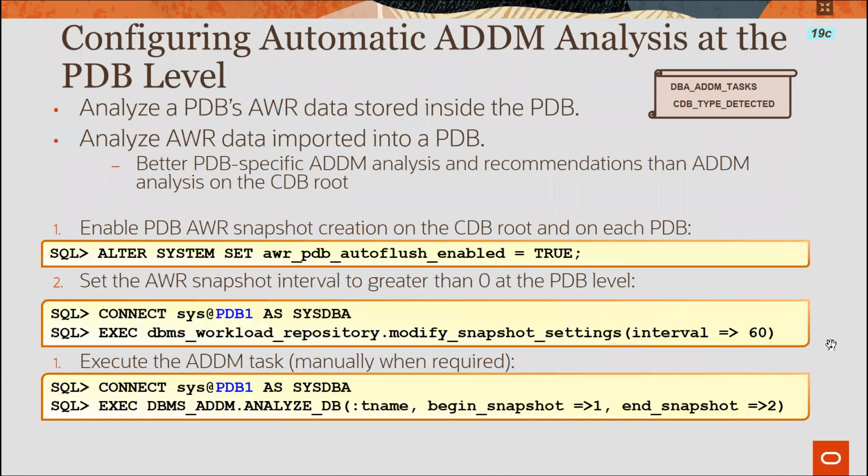Configuring your automatic ADDM, or Automatic Database Diagnostic Monitor, process or report to be at the PDB level. We did not have the ability to get my AWR, my automatic ADDM, at the PDB level. Now we can, and this is a very, very good tool because many times when we're troubleshooting our data or our database, we want to be able to look down at the PDB level, especially if I'm dealing with application data. Next slide.